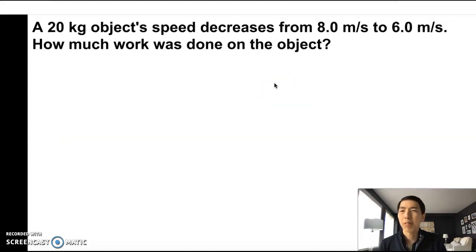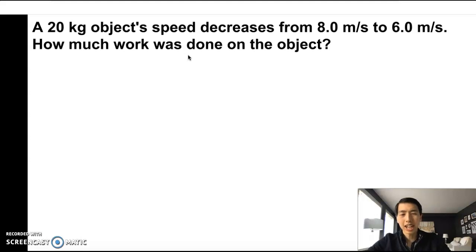As a second example, a 20 kilogram object's speed decreases from 8 meters per second to 6 meters per second. How much work was done on the object? In this situation, I have to find the work. Now we have three ways to find work. We have the work formula, force times distance times cosine of theta. We have that it's the area of a force versus displacement graph.